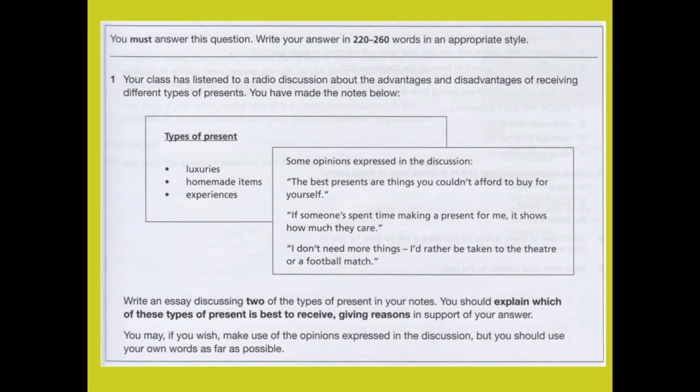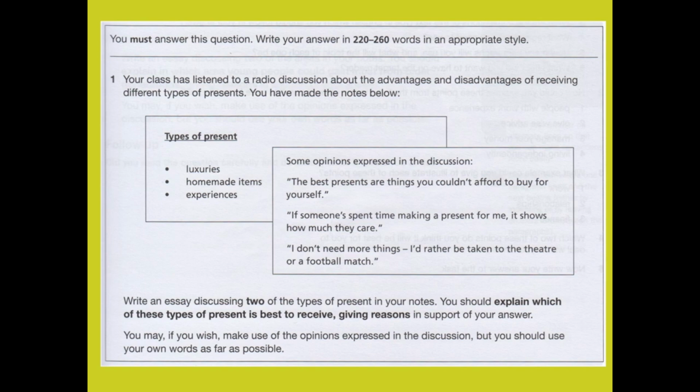Okay, so let's have a look at the kind of questions you can expect in the exam. Here's a typical part 1 question. It says, your class has listened to a radio discussion about the advantages and disadvantages of receiving different types of presents. You have made the notes below. And then you can see the bullet points on the left: luxuries, homemade items, experiences, and the opinions on the right.